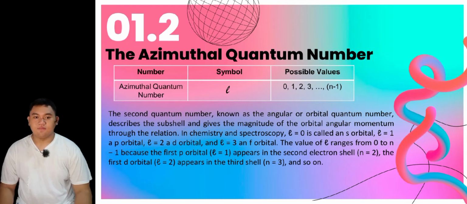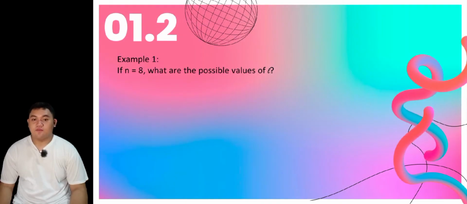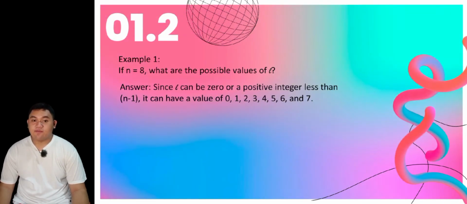number. Here is also an example problem that can help you better understand the orbital angular momentum quantum number. In this example, the possible values of L are the ones we're finding if n equals 8. And since L can be 0 or a positive integer not larger than n minus 1, it can have a value of 0, 1, 2, 3, 4, 5, 6, or 7.